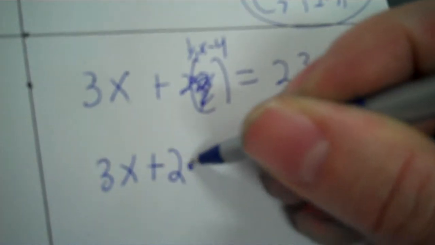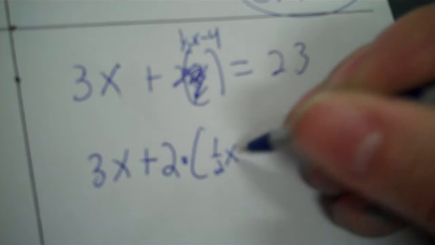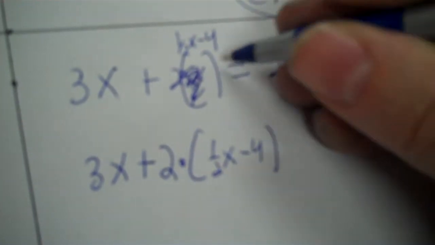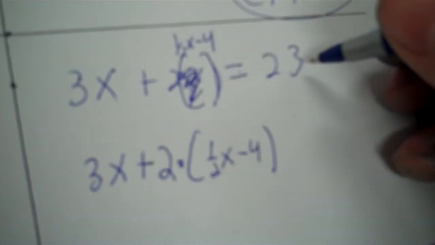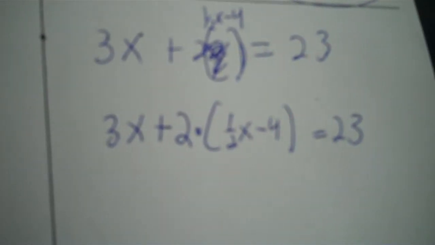Okay, now line it up. You got 3x plus 2 times, and then the parentheses, and I put 1/2 x minus 4. After it's closed, it's equal to 23. Okay, we're going to solve for x now.